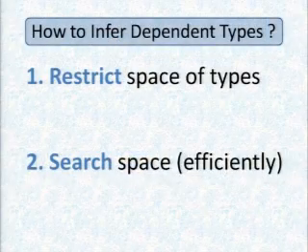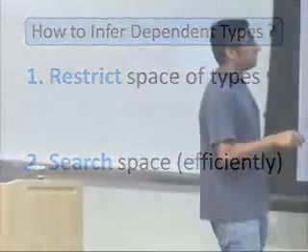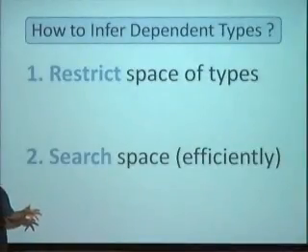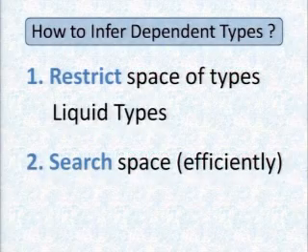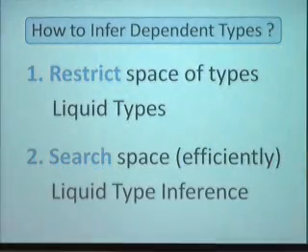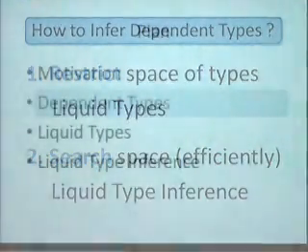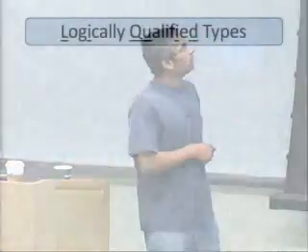And the second thing we're going to do, once we somehow fence off the space of possible types, is devise an algorithm that just searches the space efficiently and therefore gives us the types we want. Okay? So the first thing, restricting the space of types, is what I call liquid types. And the second thing, searching the space, is liquid type inference. Okay, so what are liquid types?